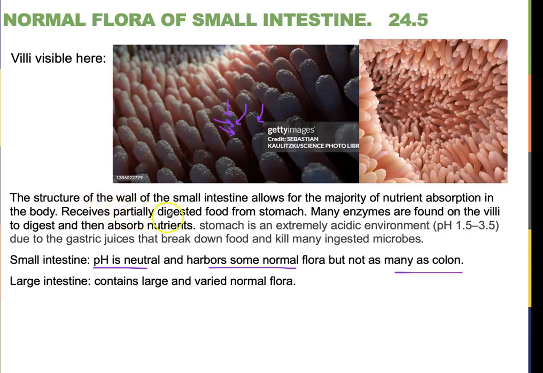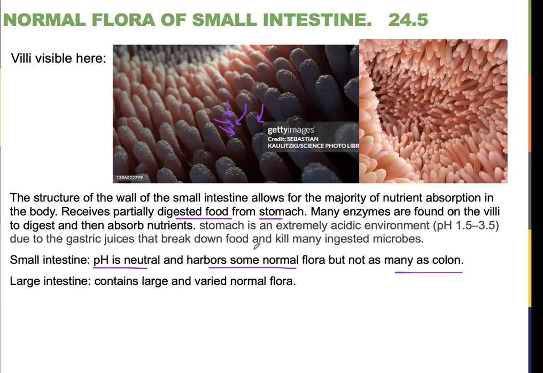Because it receives food from the stomach, which has an acidic pH, the small intestine has to neutralize that pH, so that the acids don't burn the lining of the small intestine. The pancreas actually helps to neutralize the substances. So basically, the small intestine is neutral.